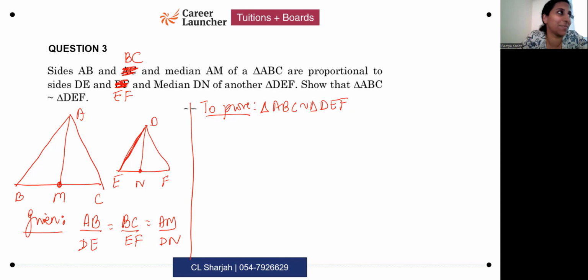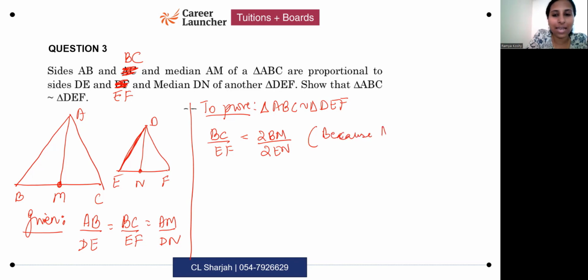Yeah, this is not very long. No, no, not 90 degrees, you're getting confused. Median, not altitude. Median. What you're supposed to do is write BC by EF as 2BM by 2EN. Why? Because AM and DN are medians. BM is equal to CM and EN is equal to NF.